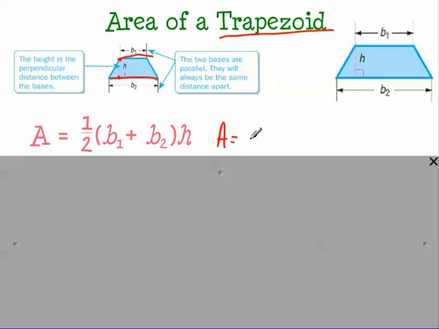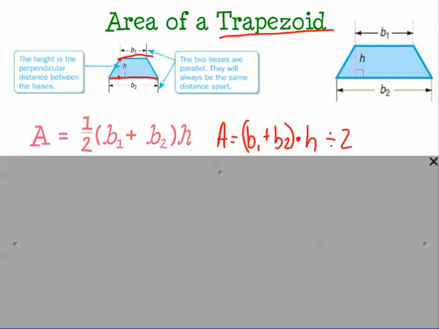The area equals base 1 plus base 2 times the height, and then divide by 2. So the last thing you're going to do is divide it by 2. This is the formula. You're just going to plug it in. Base 1 plus base 2 times the height, then divide by 2.